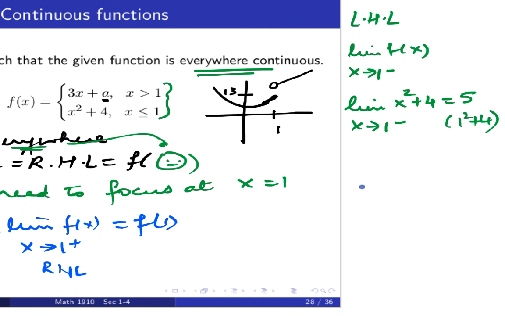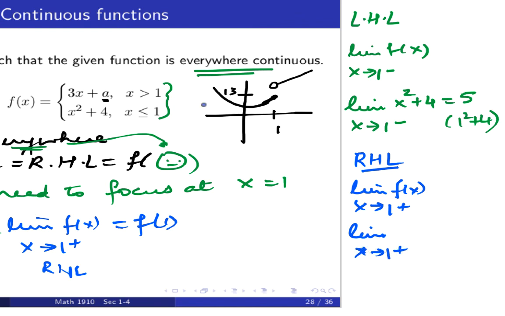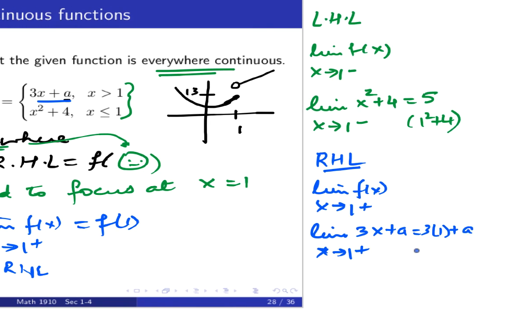Okay, what's the right-hand limit? The right-hand limit means the limit of the function f(x) as x approaches 1 from the positive side, which is approaching from the right-hand side. The function on the top is 3x plus a, and you substitute 1 here. What do you get? 3 times 1 plus a, which is 3 plus a.